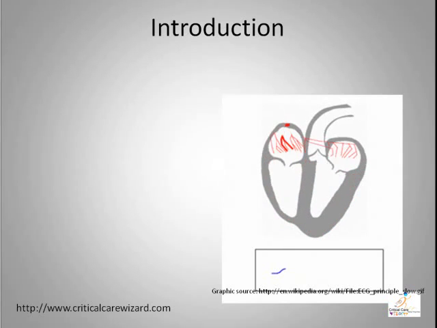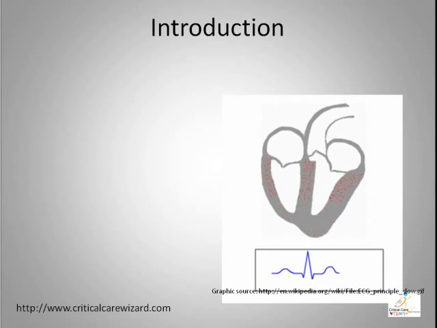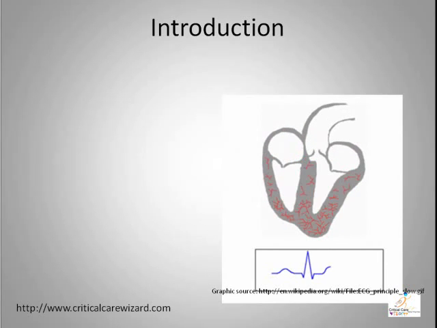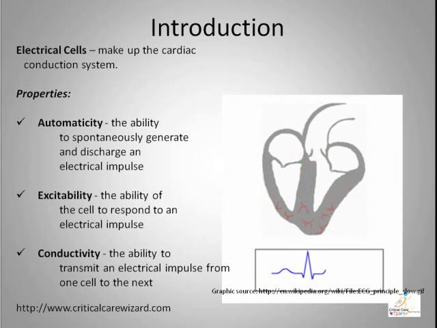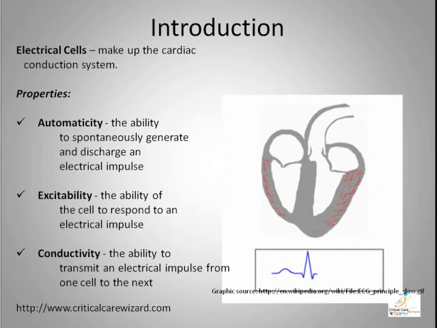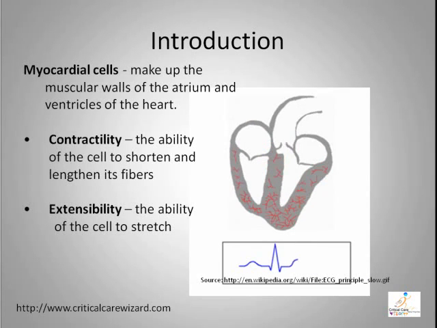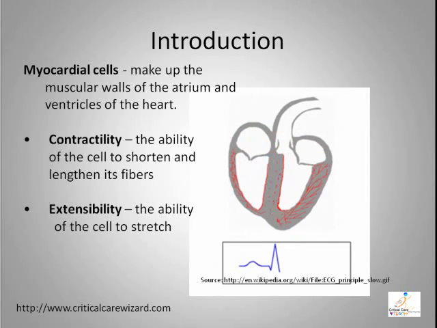The heart muscles have two types of cells that influence the electrophysiological activity of the myocardium: the electrical and the myocardial cells. Electrical cells make up the cardiac conduction system. This cell has the ability to spontaneously create, respond, and transmit an electrical impulse. The mechanical activity of the heart muscles is generally composed of the myocardial cells. This cell plays an important role in the contraction and extension of the heart muscles.